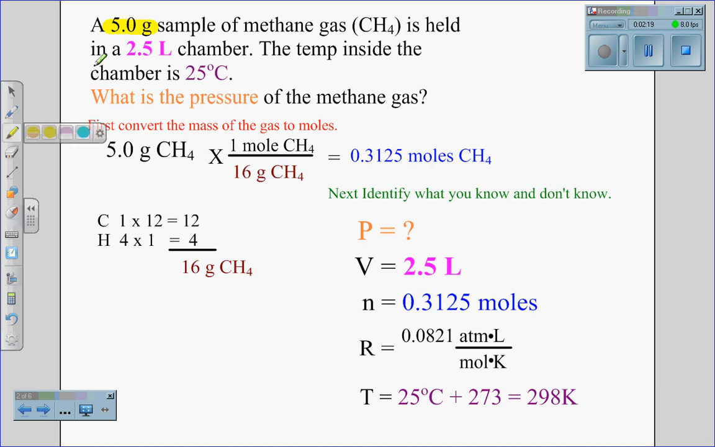We next look for the other values that we need to work with. 2.5 liters is our volume, and 25 degrees Celsius is our temperature. We must convert the 25 degrees Celsius to Kelvin, so we add 273 to get the 298 Kelvin value. We are looking for what is the pressure of the gas. So therefore P is our unknown.